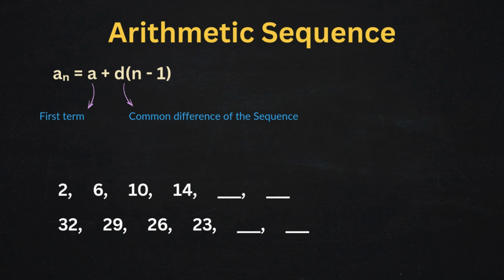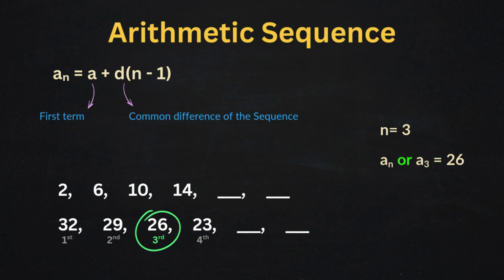Let's look at another number. For example, if the fourth term is 23, then n equals 4, and an, or a4, equals 23. So remember, n tells the position of the term, an tells what value is written there. If n equals 3, that means the third position. At that position, the value, a3, is 26.